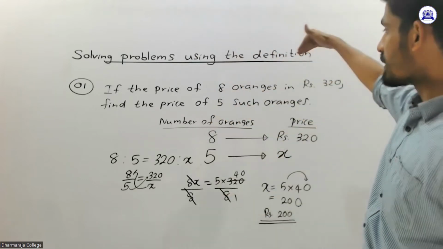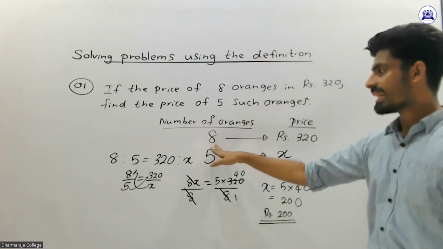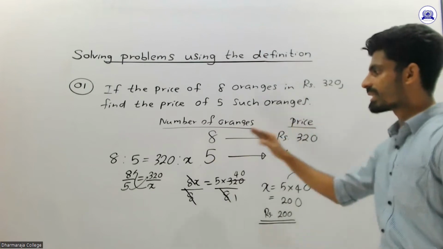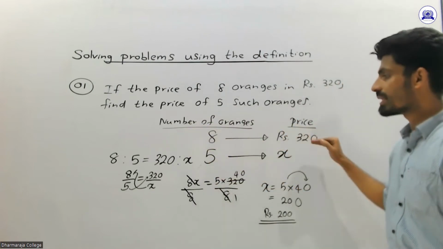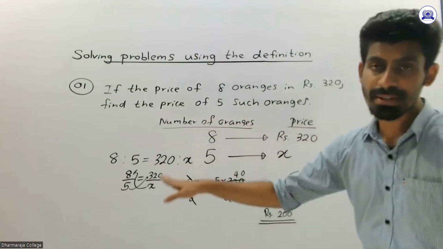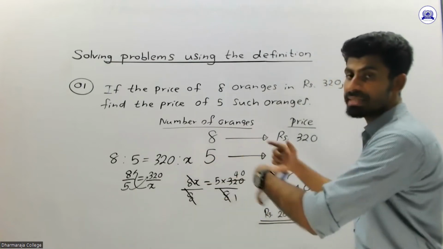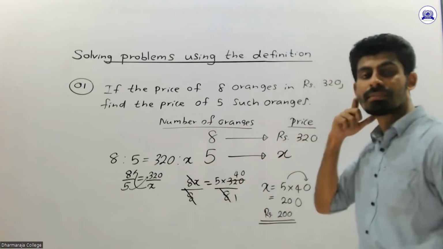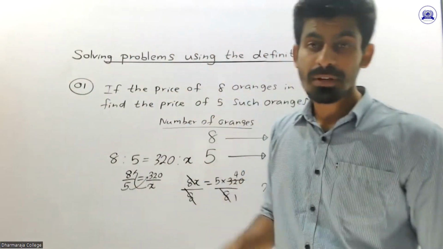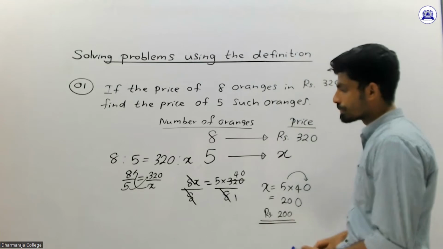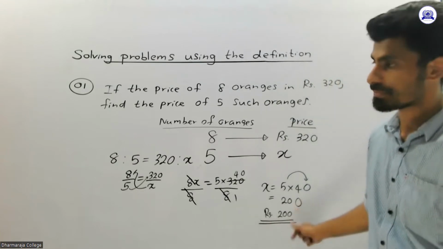If the price of 8 oranges is 320, find the price of 5 such oranges. 8 oranges equals 320. 5 oranges means x. 8 to 5, so 320 to x. 8 divided by 5 means 320 divided by x. So you can do the cross multiplication and find the value for x. So what is the value? 200, right? So the price of 5 oranges equals 200. That is the answer.